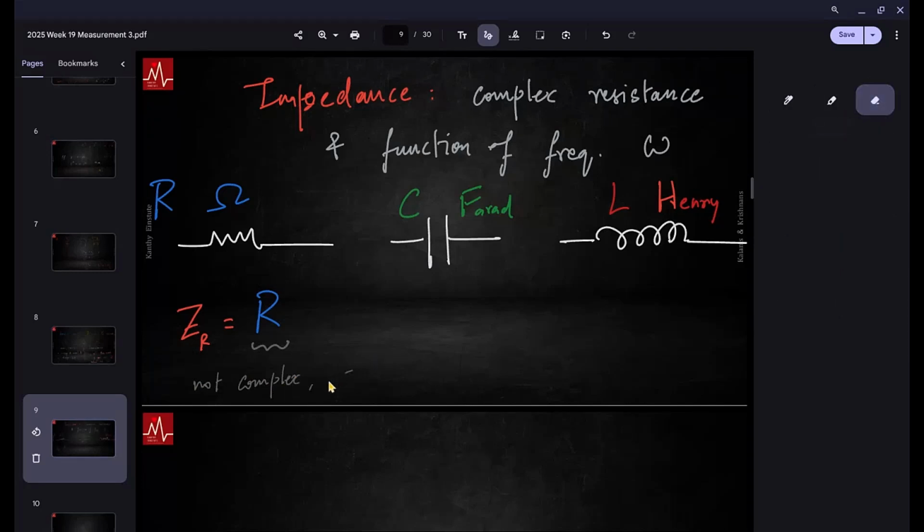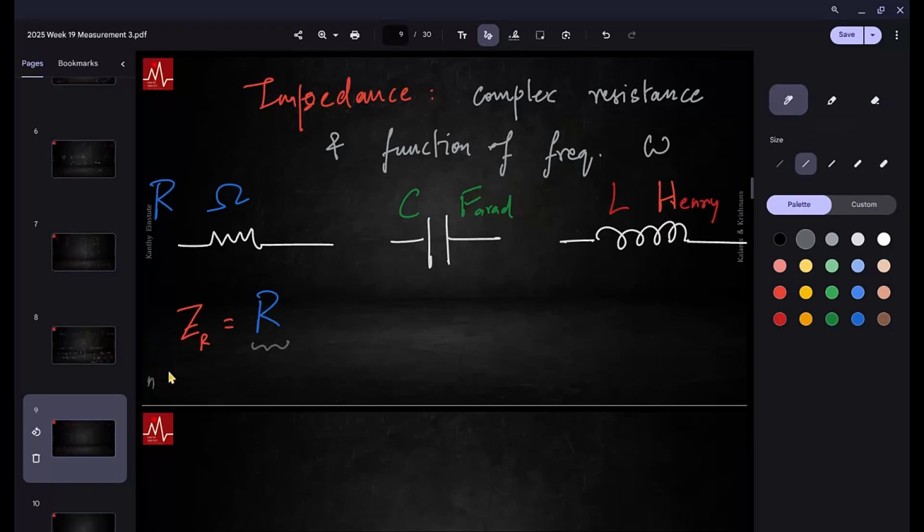Omega dependent. Neither complex nor omega dependent. It's a very easy, simple case. Depend on frequency. Doesn't voltage and current always relate the same way? So on impedance, we are typically looking at the ratio of voltage and current. Okay, voltage and current. That is your impedance. That's how impedance is defined.